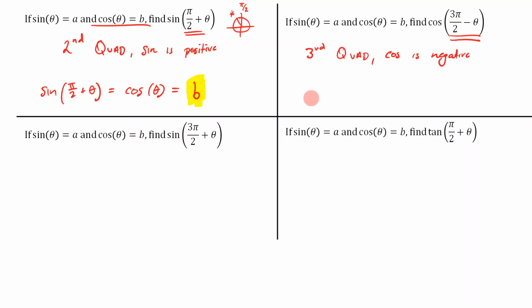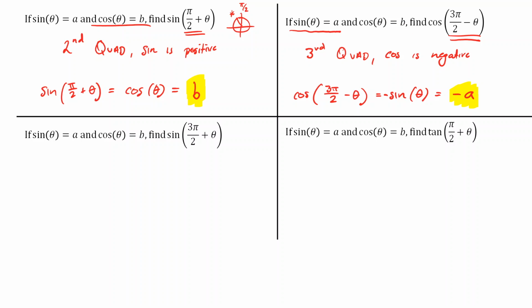So that means that for cos of 3 pi on 2 minus theta, you turn cos to sine. And then you also have to put a negative in front of that because you know that cos is negative in the third quadrant, so it has to be negative sine of theta. And that means if sine of theta is equal to a, then negative sine of theta will be equal to negative a. So that's going to be your answer there. Again, that's the process you're going to follow.